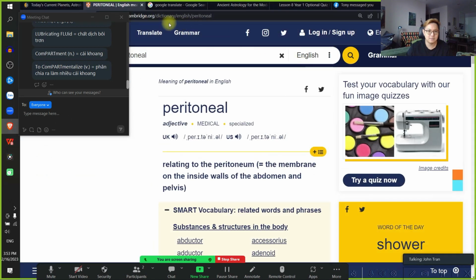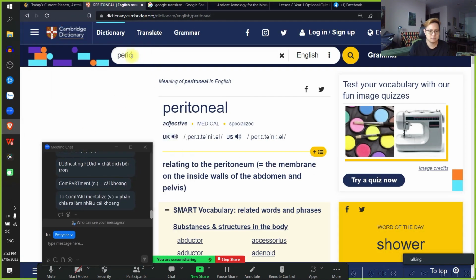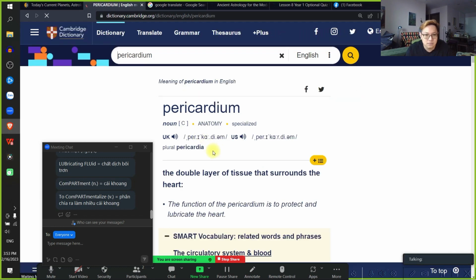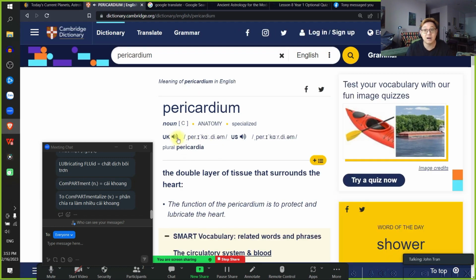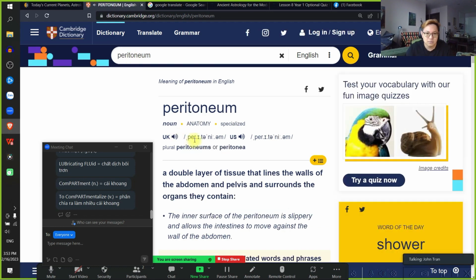Let me check pericardium. Pericardium. Pericardium. Nhưng mà tại sao cái kia pericardium lại là peritoneum? Why? Peritoneum. Này nó lại chơi kiểu mà nhấn âm đầu. This one is like first syllable. Peritoneum. Why is the spelling? Why is the stress different? I don't understand.